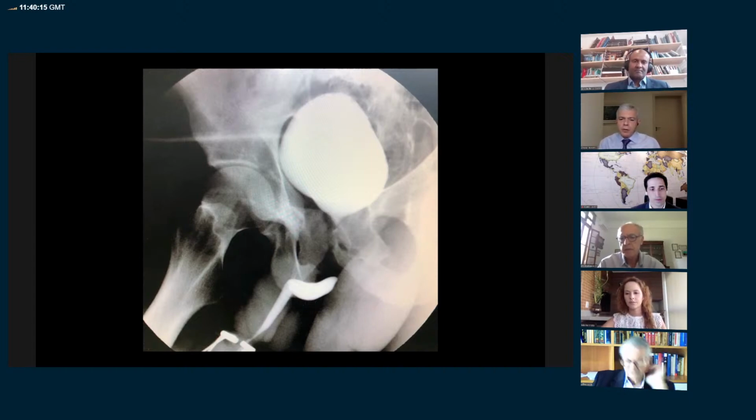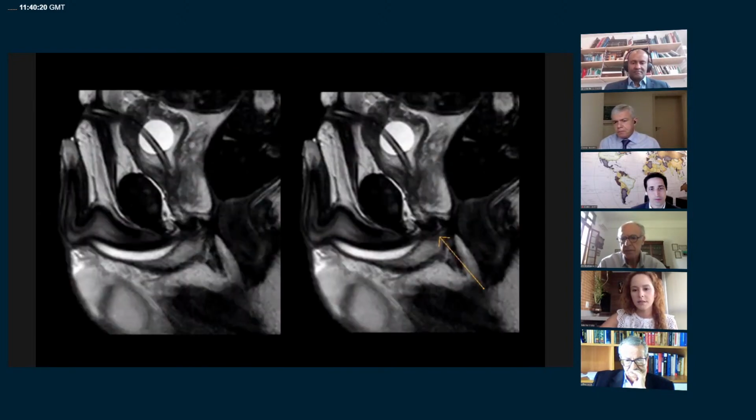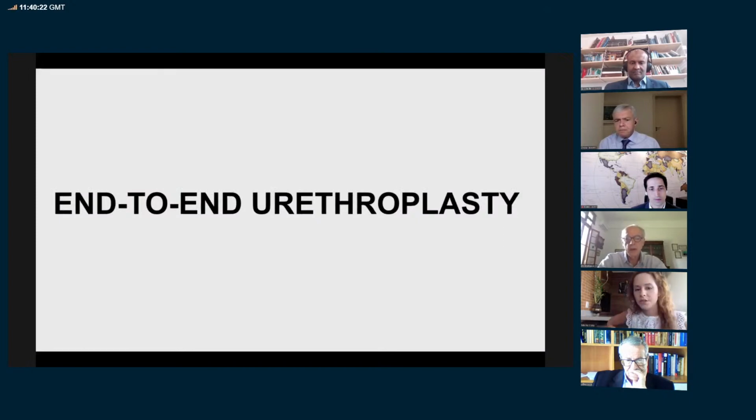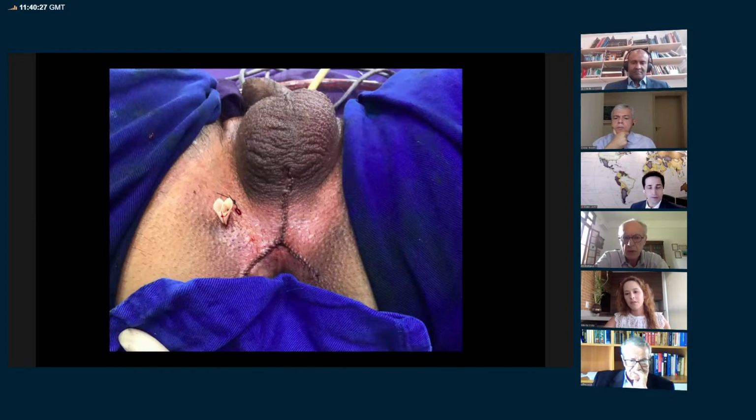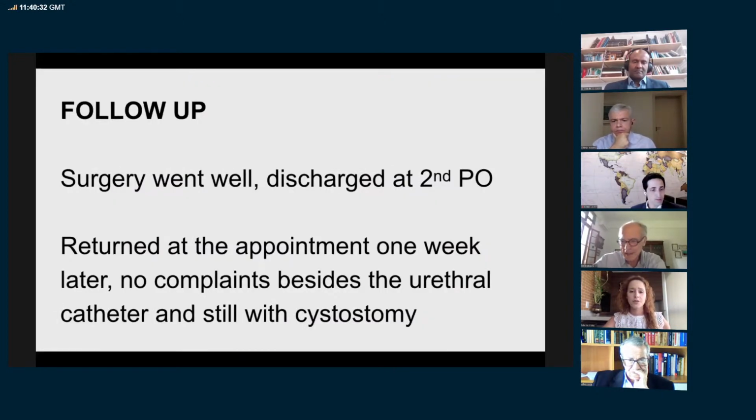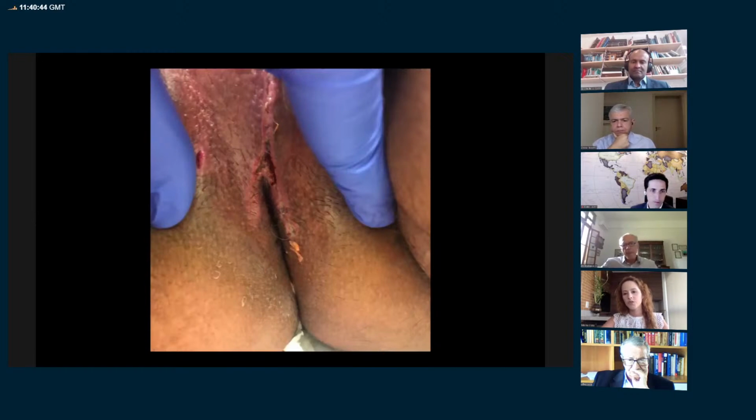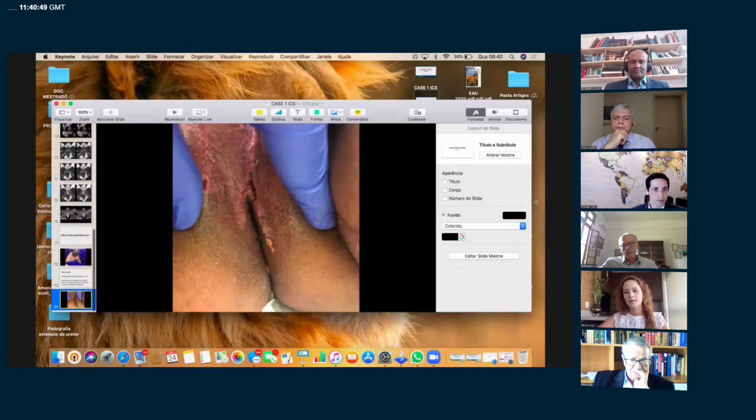Okay, do we have the images from surgery, Marina, or not? Yes. So this patient underwent an end-to-end urethroplasty. We only have the final aspect of the surgery, unfortunately. And the surgery went well. He was discharged on the second post-op day, returned to the appointment 1 week later with no complaints besides the urethral catheter and still with the cystostomy. Here is an image. He had a small wound dehiscence. That's the case.